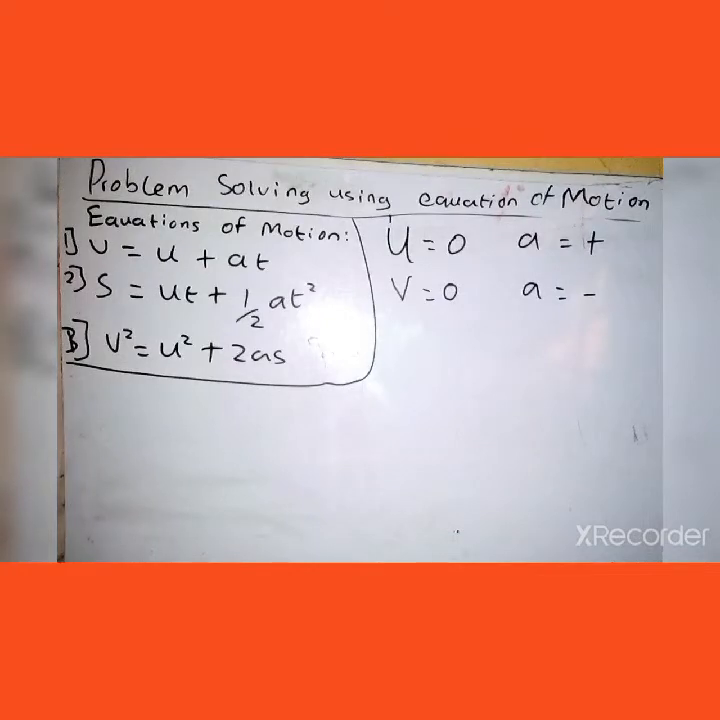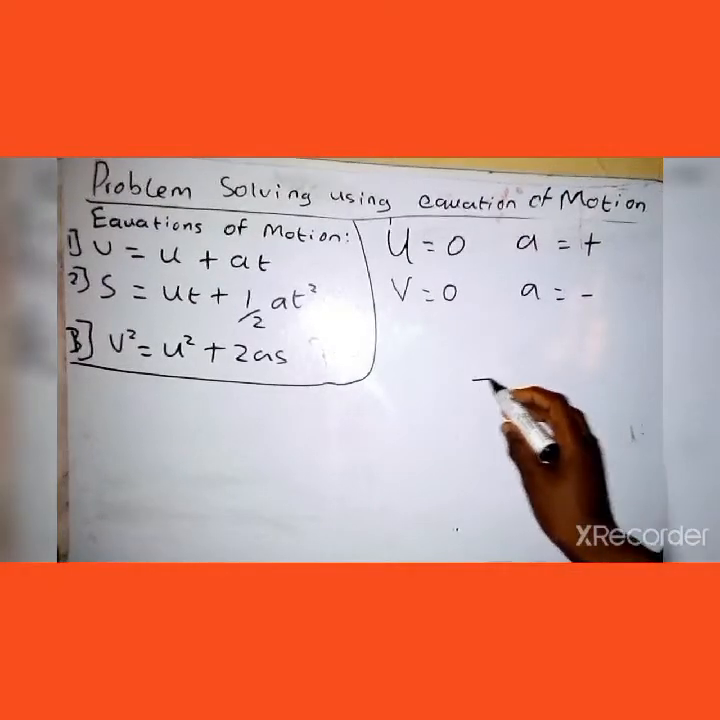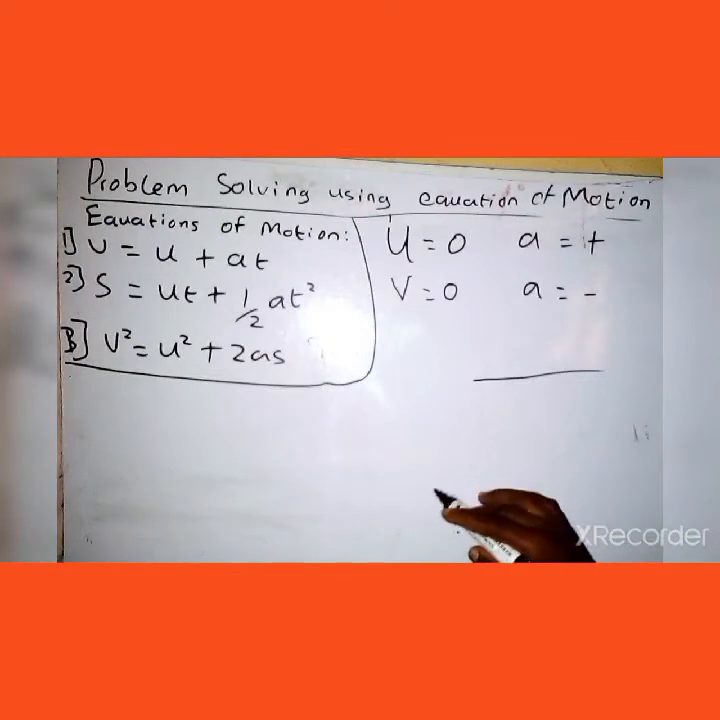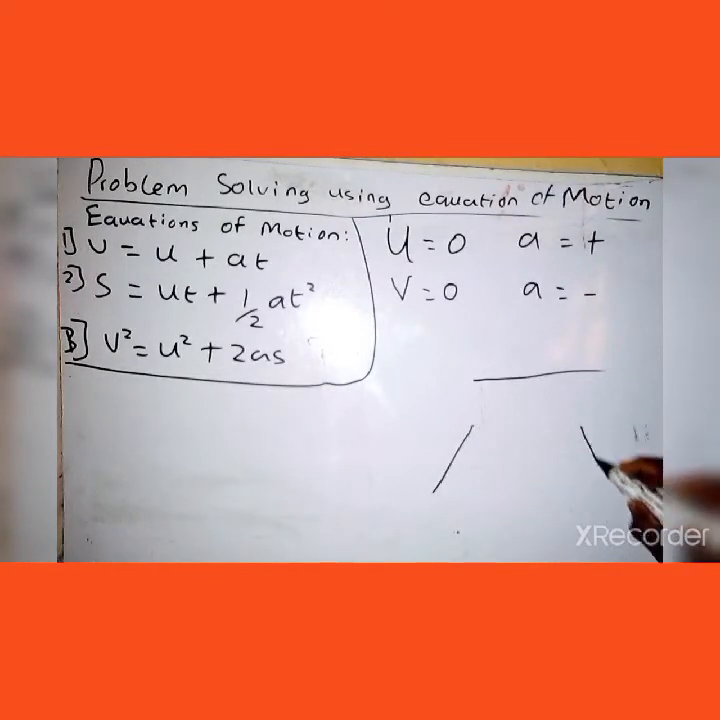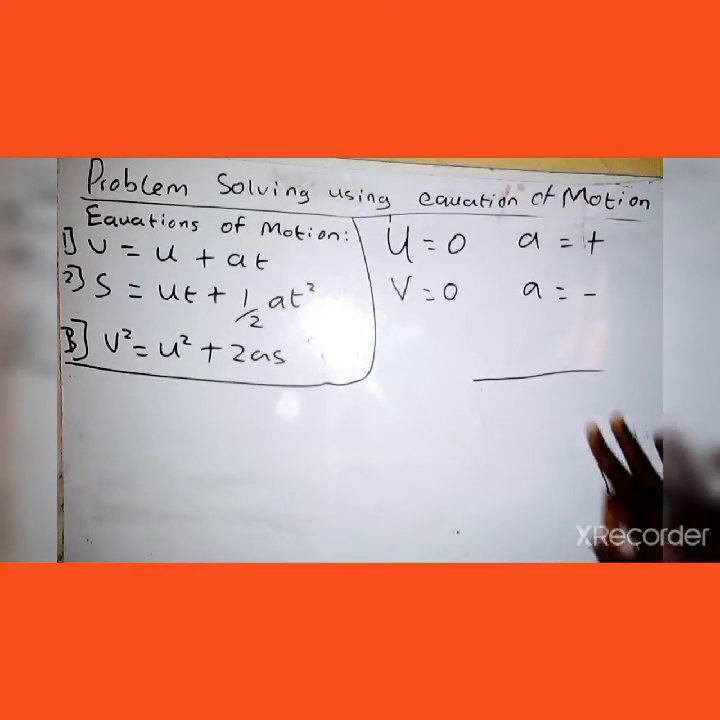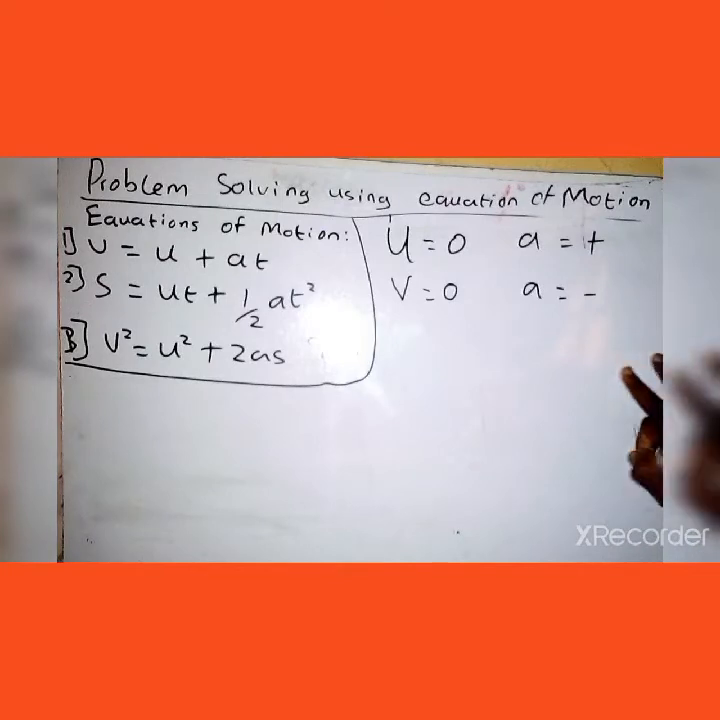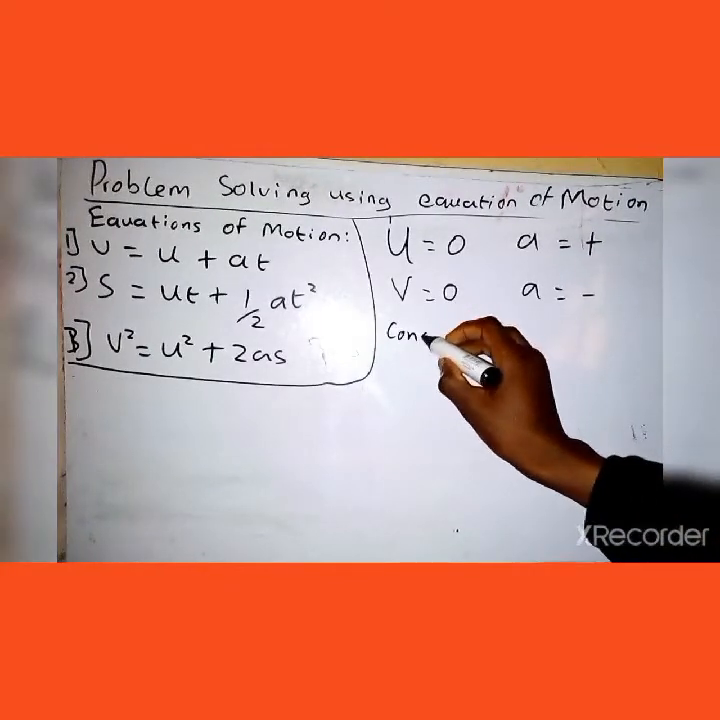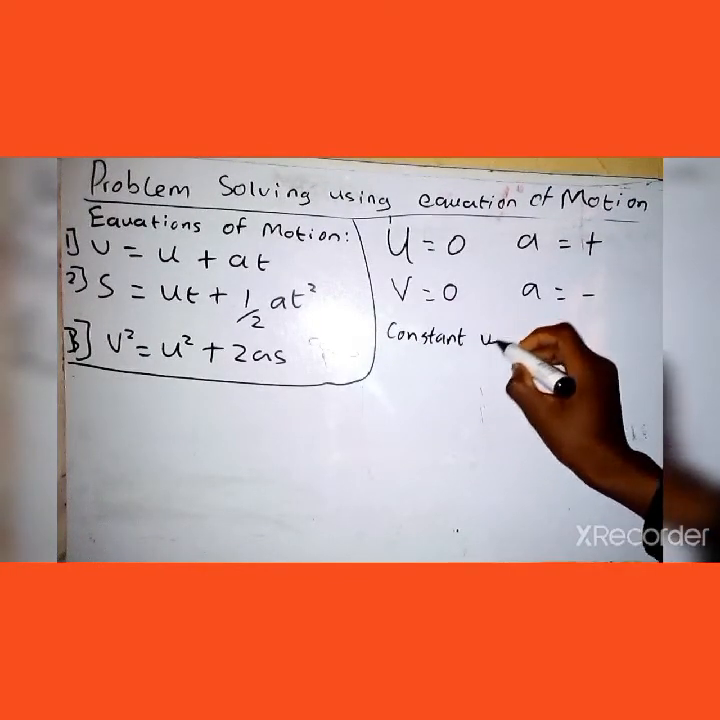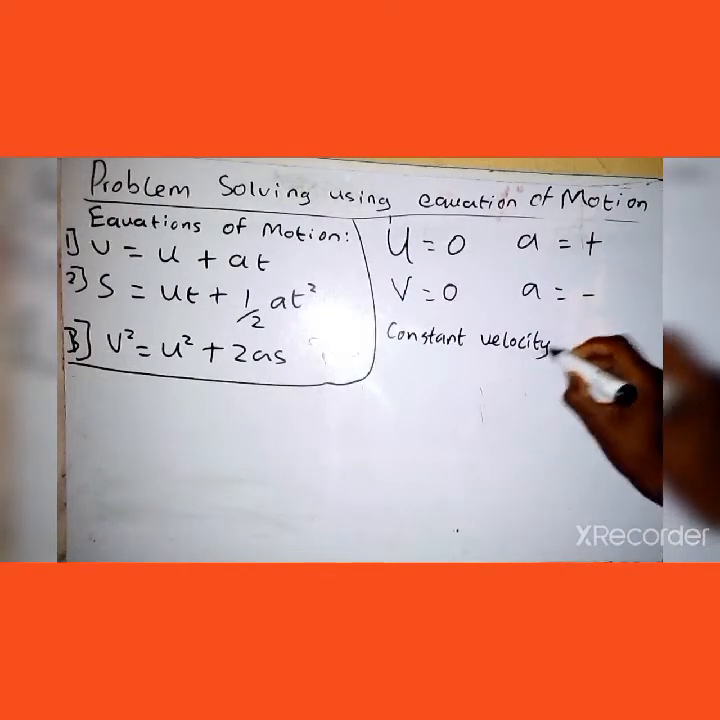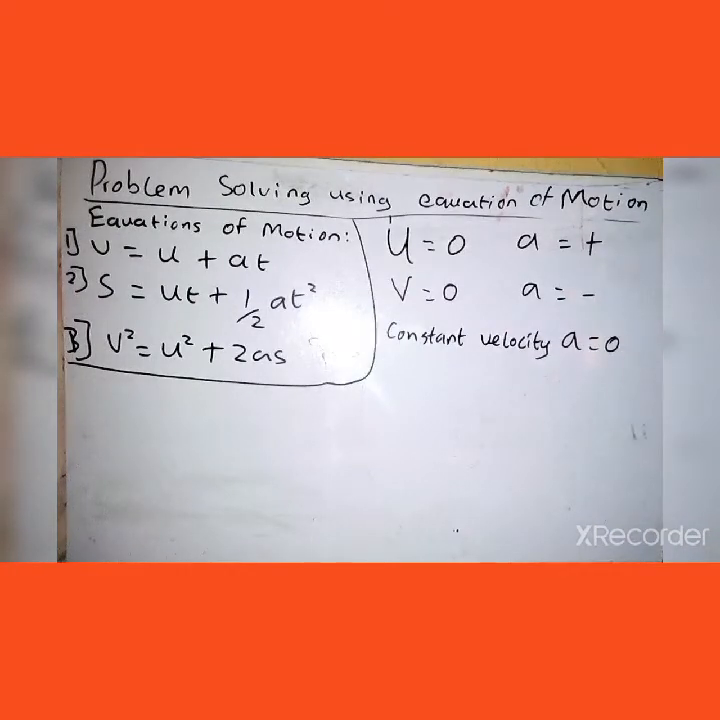So a body moving with constant velocity: when the body is moving with constant velocity, there's no acceleration there. So when a body is moving with constant velocity, acceleration is 0. So that's just it. Now we'll solve questions.